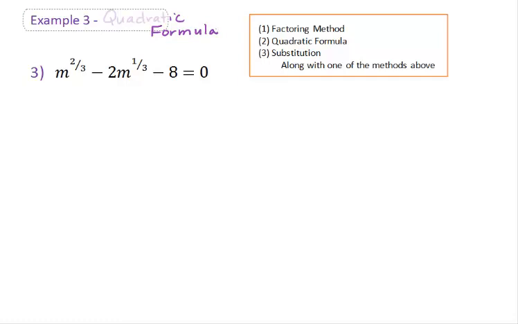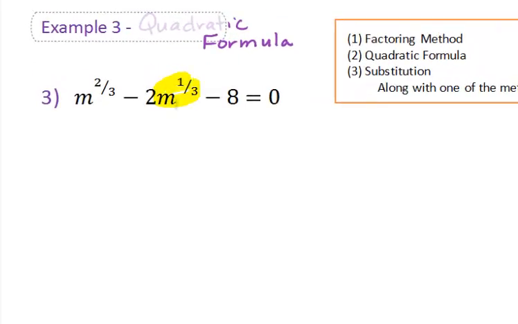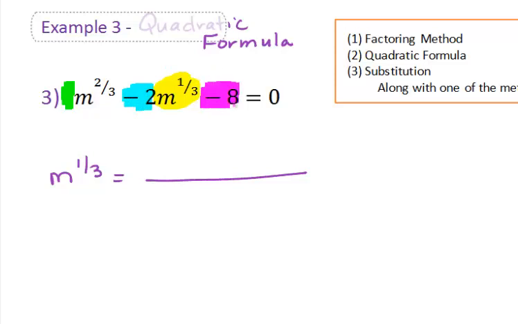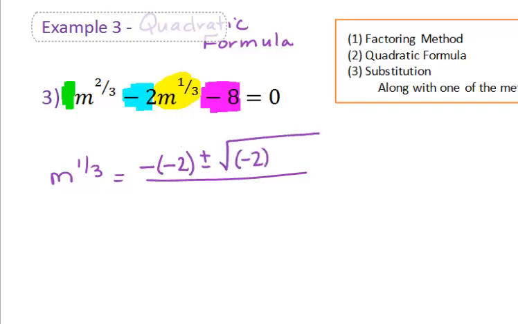Okay, so my quadratic formula. I take whatever my middle variable is, in this case that's m to the 1/3, and I set it equal to the rest of my equation. My a variable here is 1, my b variable is -2, and my c variable is -8. So I have negative times my b variable of -2 plus or minus the square root of -2 squared minus 4 times my a variable, which is 1, times my c variable, which is -8. And that is all over 2 times my a variable, which is 1.